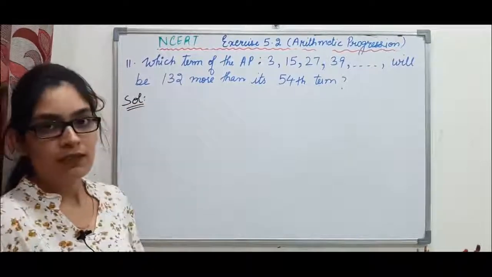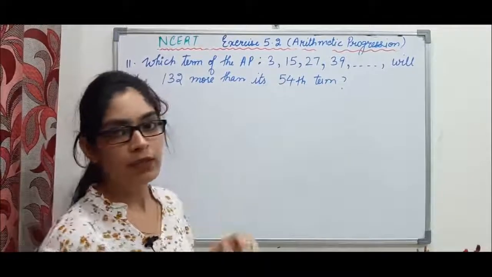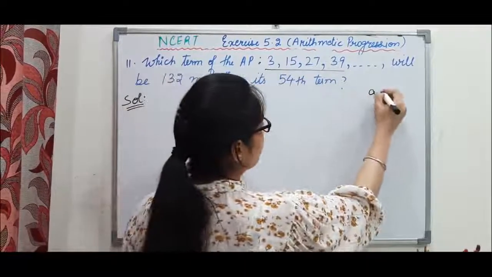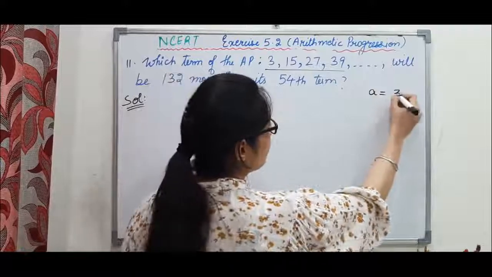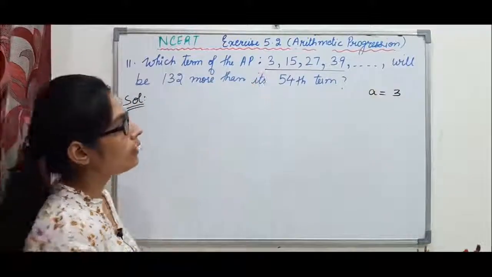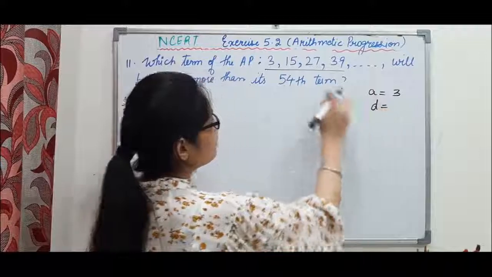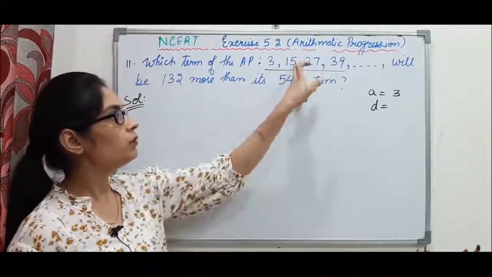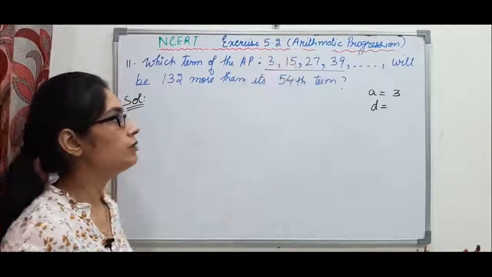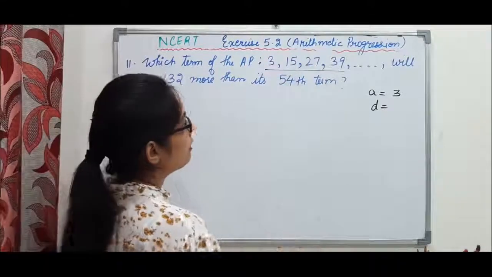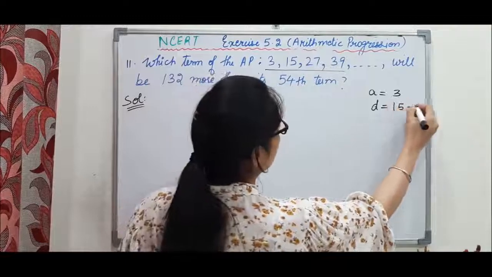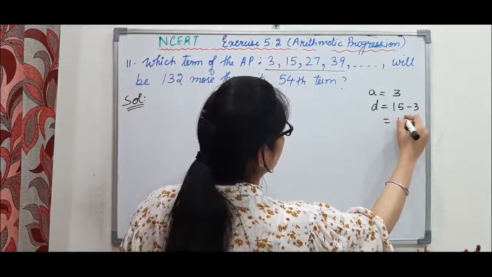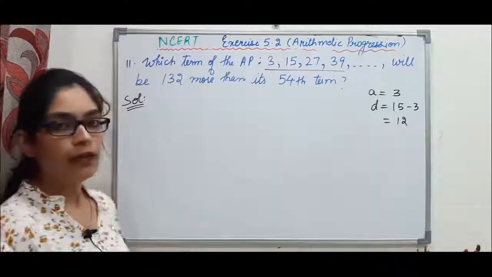So one sequence is given to us. From that sequence we can see the values of a and d. If I see, the value of a is 3, a is our first term, so its value is 3. D we can find: d is equal to any two terms, successive term minus previous term. So 15 minus 3, or 27 minus 15, or 39 minus 27, anything you can use. I am using 15 minus 3, which is equal to 12. So I know a and d.